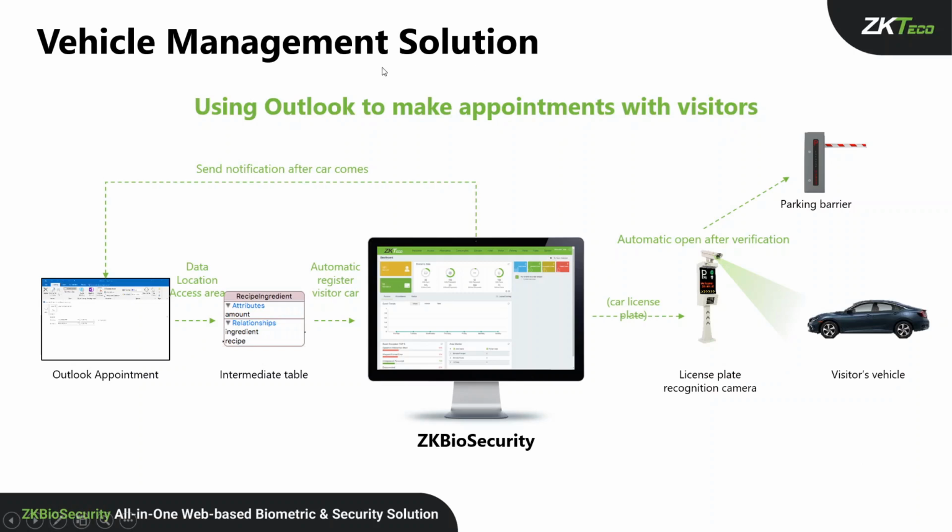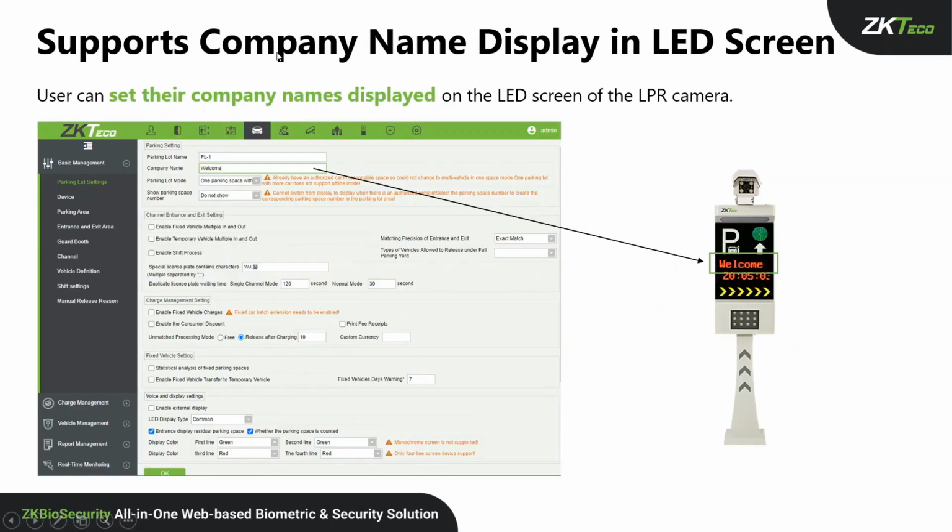Here, the vehicle management solution uses Outlook to make appointments with the visitors. Send notification after the car comes. Automatic registered visitor cars, intermediate tables, Outlook appointment. Once the car approaches the LPR camera, if the car is registered, it will automatically open the barrier. And it supports the company name on the display screen. We are able to edit the company name in BioSecurity, so it will display on the screen of the LPRS 1000.